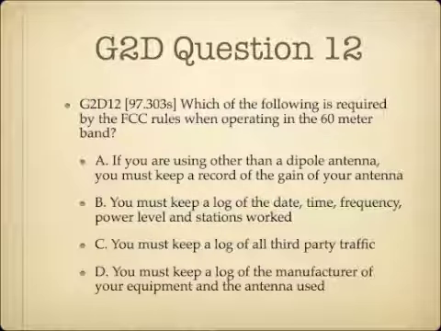Question 12. Which of the following is required by the FCC rules when operating in the 60-meter band? A. If you are using other than a dipole antenna, you must keep a record of the gain of your antenna. B. You must keep a log of the date, time, frequency, power level, and stations worked. C. You must keep a log of all third-party traffic. Or D. You must keep a log of the manufacturer of your equipment and the antenna used.